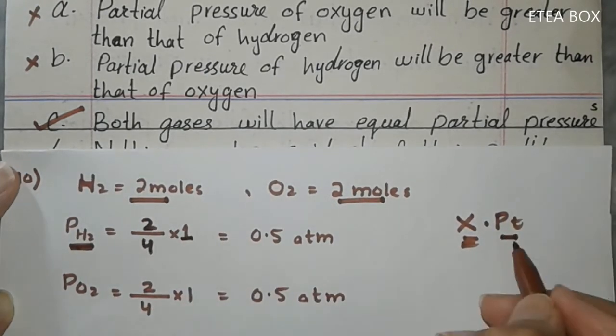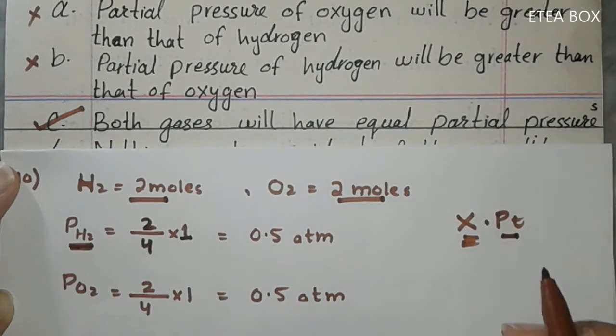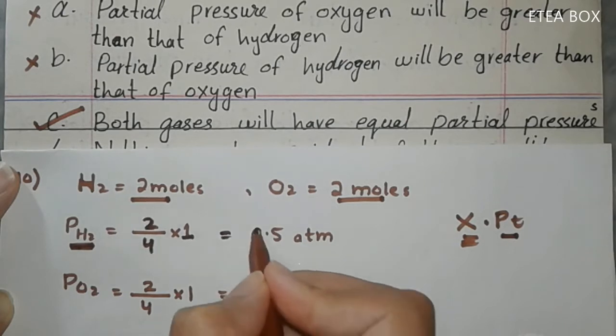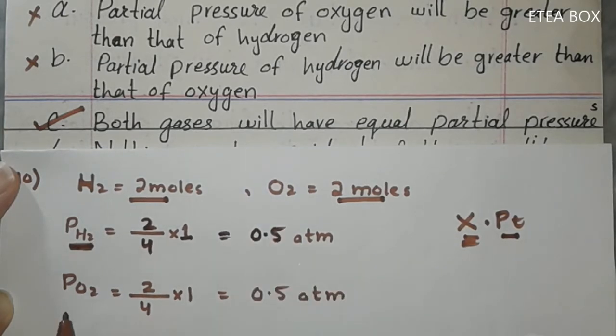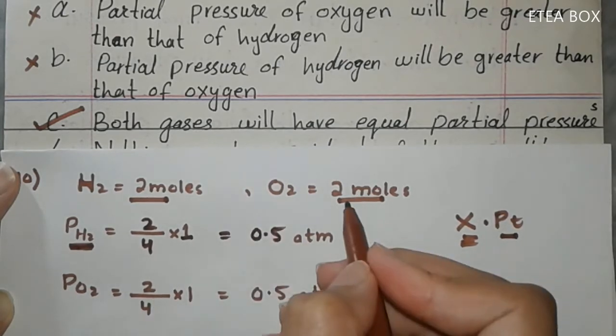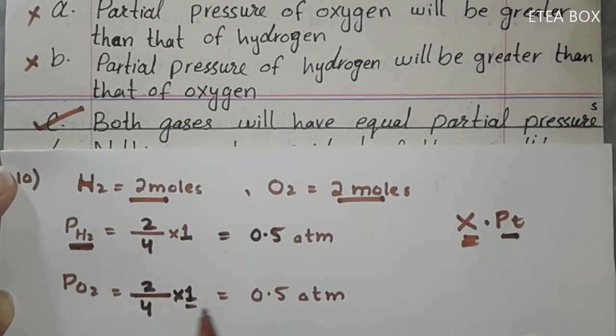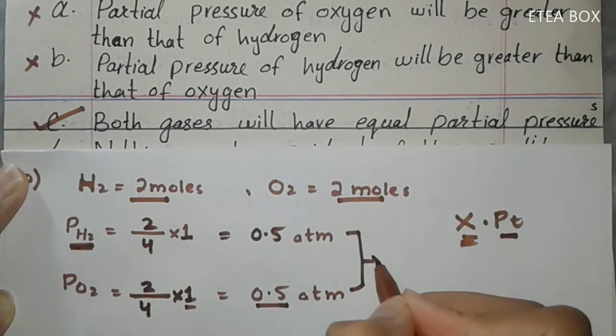So in place of total pressure, when we don't have a specific pressure given, we simply put 1. Now here we get the answer of 0.5 atm. Now the partial pressure of oxygen is 2 mole over a total of 4 mole, multiplied by 1 because we don't have a specific total pressure, so we get 0.5 atm. Look, both have the same partial pressure.